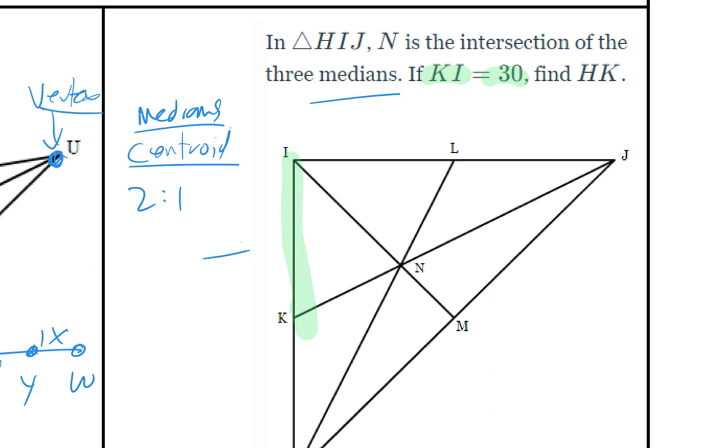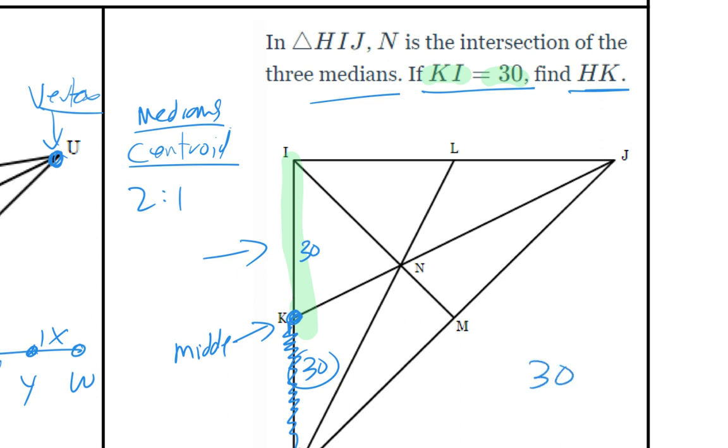This is the side, right? Well, what do we know? If that's the median, this has to be the middle, right? So if that's the middle, if KI is 30, that means this side is 30. They want HK, right? They want to try to find out from here to here. Well, what do we know? If that's 30, this much has to be 30 as well. All right, so that's our answer, 30. Okay, so HK is 30. All right, so that's it.